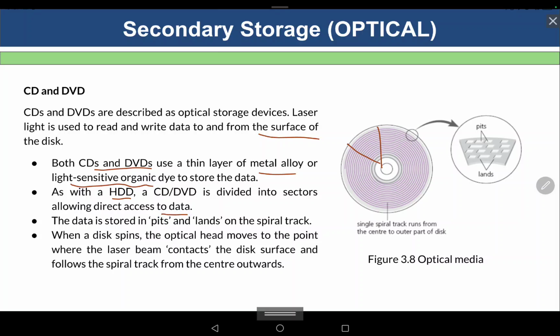And data is stored in what we call pits and lands on the spiral track. So it's like this. Okay, so this is pits and this is land. When a disc spins, the optical head moves to the point where the laser beam contacts the disc surface and follows the spiral track from the center outward.